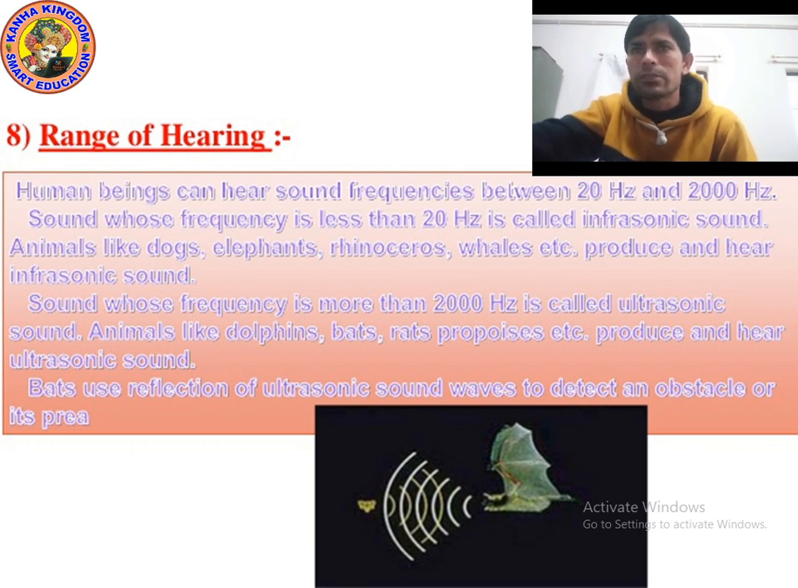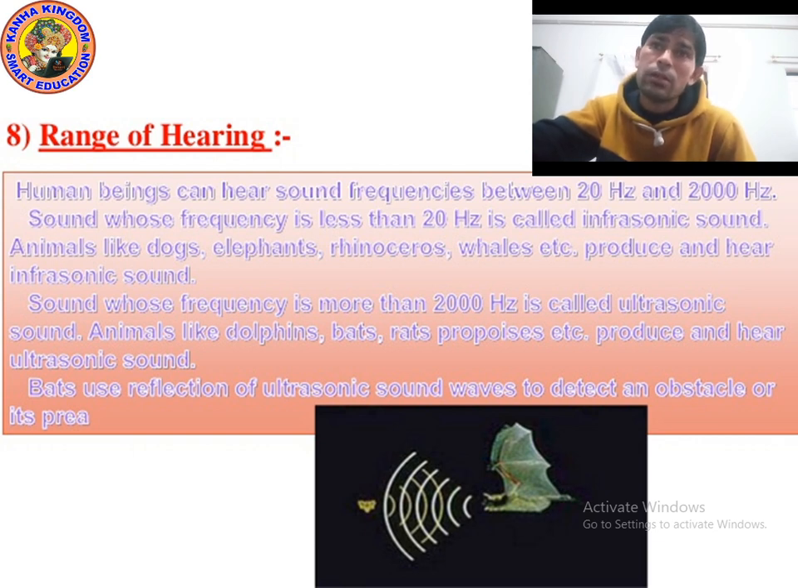Now what is ultrasonic sound? Sound whose frequency is more than 20,000 hertz is called ultrasonic sound. This sound is very irritating, and many animals like dolphins and bats produce ultrasonic sound, and they can also hear it.